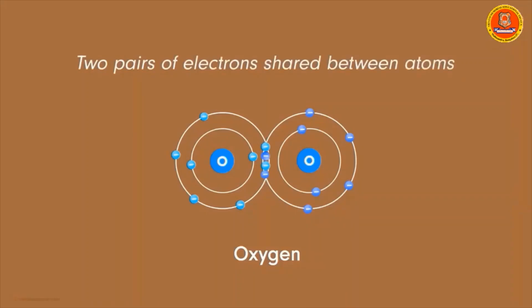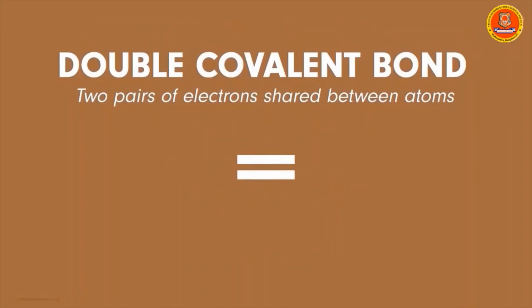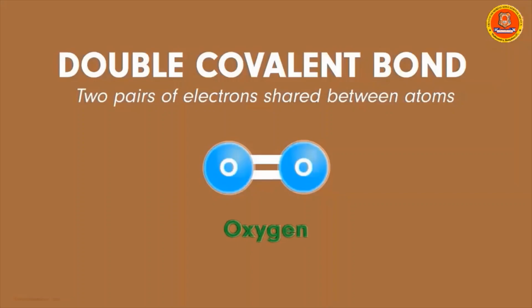Considering oxygen as an example of a double covalent bond, we have two electron pairs which are shared between the oxygen atoms. It is represented by two short lines.